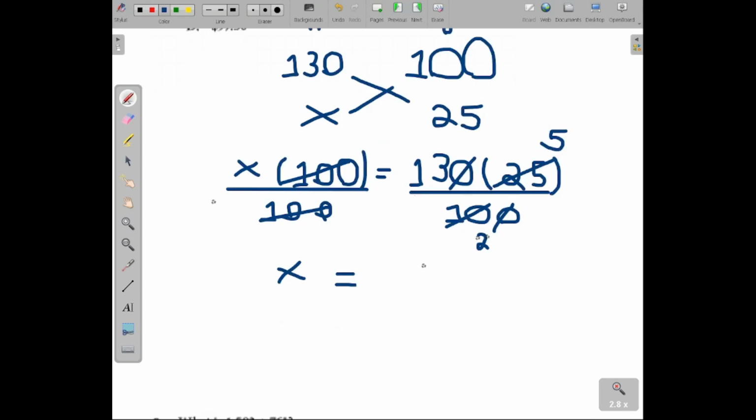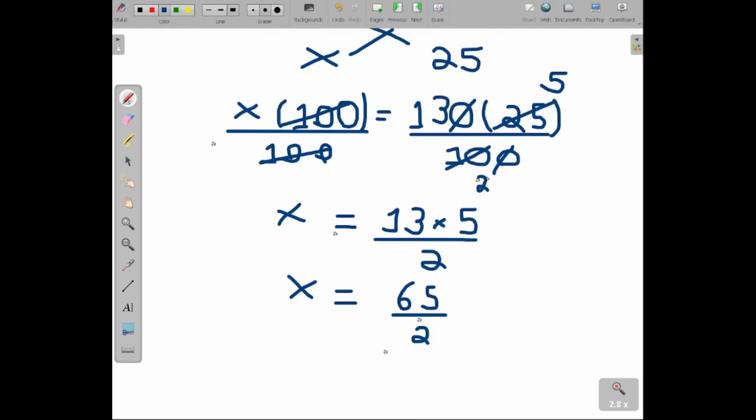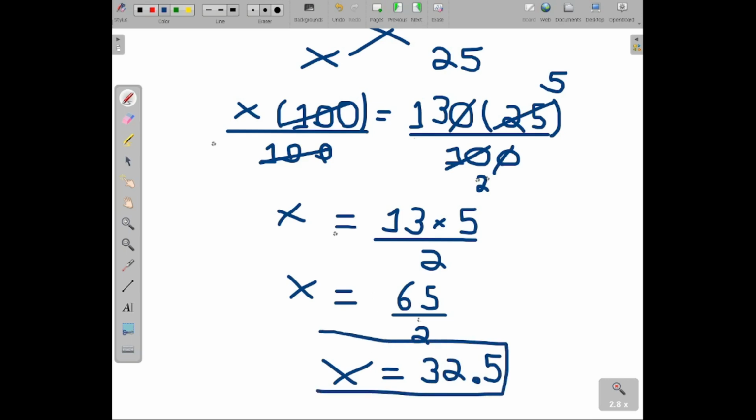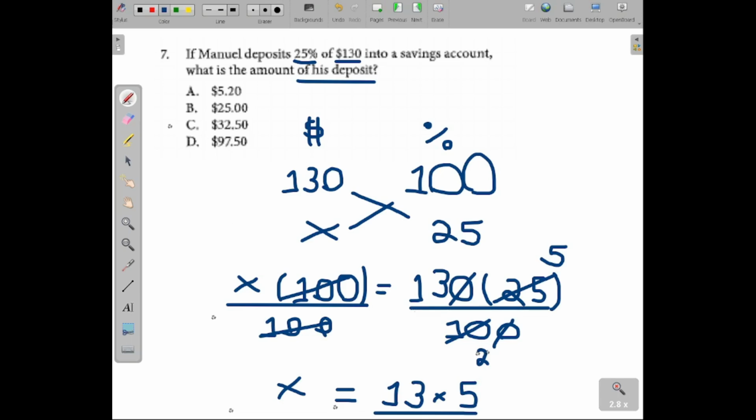So we have 13 times 5 divided by 2. 13 times 5: 5 times 3 is 15. 5 times 1 is 5 plus 1 is 6. 65 divided by 2. So finally, 32.5. The right answer is C.